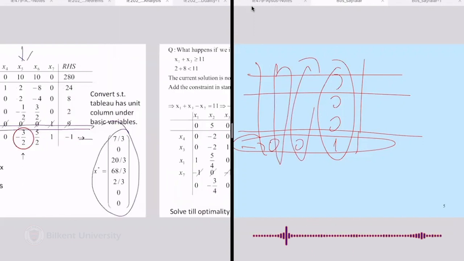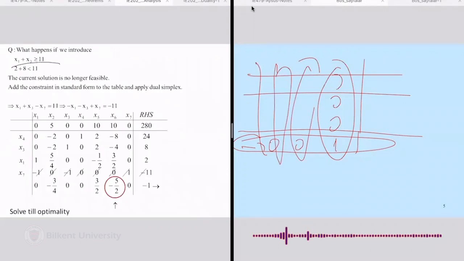Okay, how about we introduce x1 plus x3 greater than or equal to 11? It's not satisfied by my current solution, and it's another type, okay? The previous one was a less than or equal to type constraint. Now I'm adding a greater than or equal to type constraint. Any questions? All right. I'm adding a new constraint. Again, my current solution is no longer feasible. It doesn't satisfy this constraint.